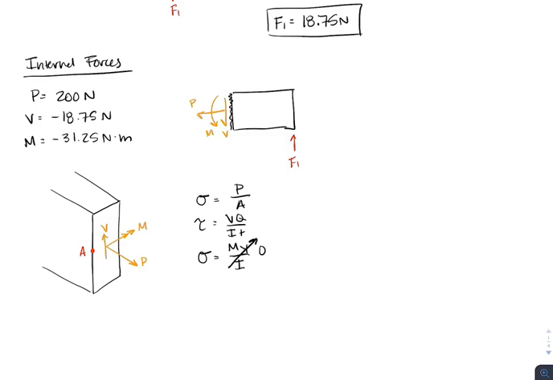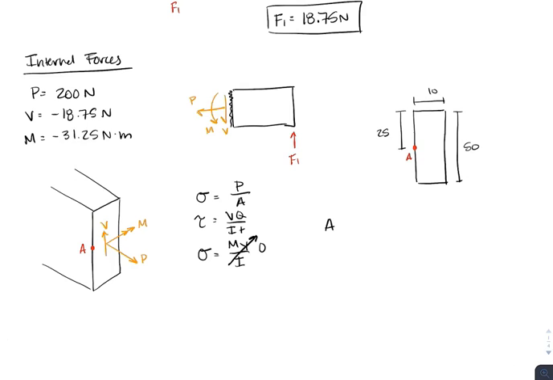Now we just need to find our section constants, like our area, our moment of inertia, our thickness, and the Q value, in order to figure out what our stresses are going to be. So I'm going to redraw our cross-section really quick. Okay, here's our cross-section. Now we'll solve for our area first. Our area is just equal to our 50 millimeters times our 10 millimeters, which is equal to 500 millimeters squared.